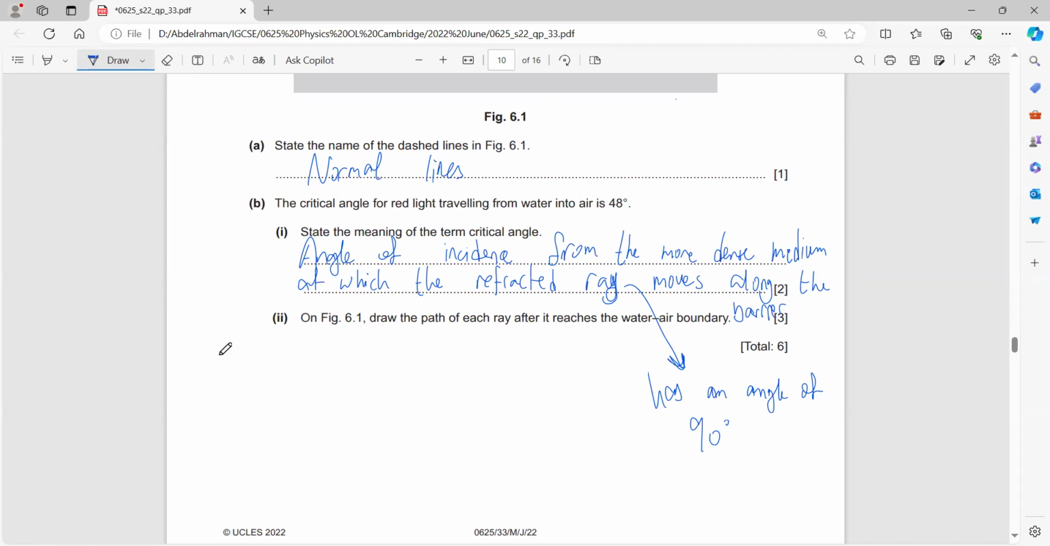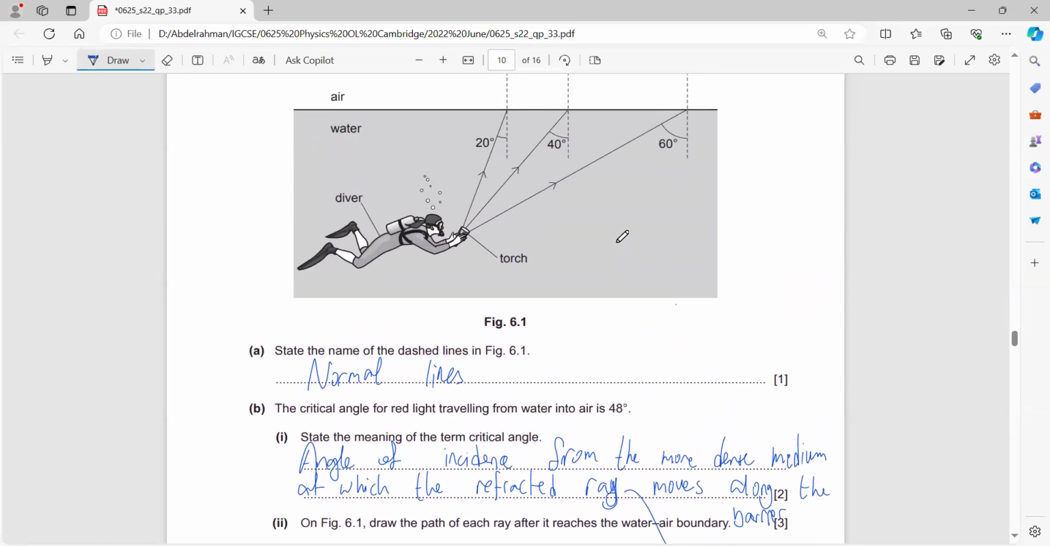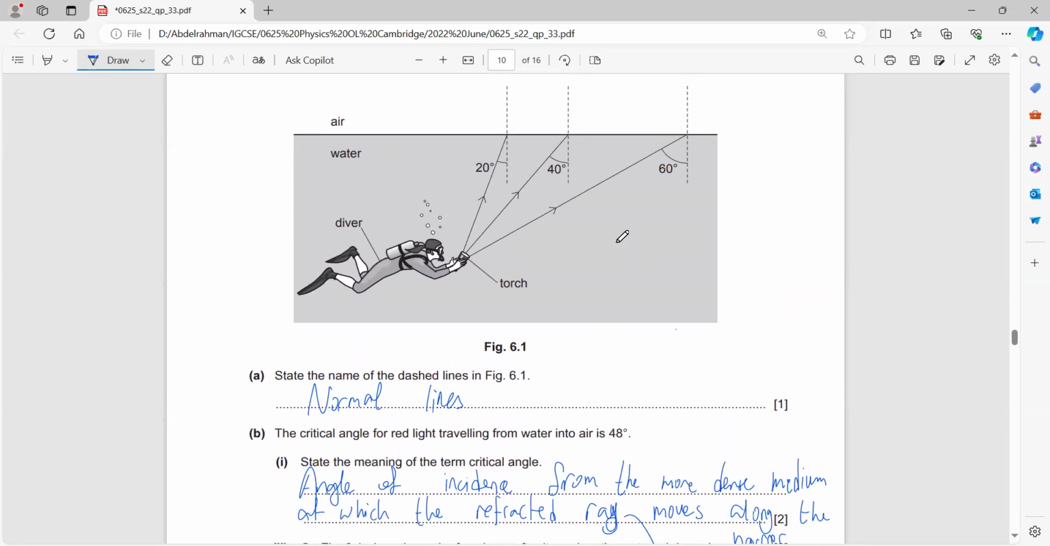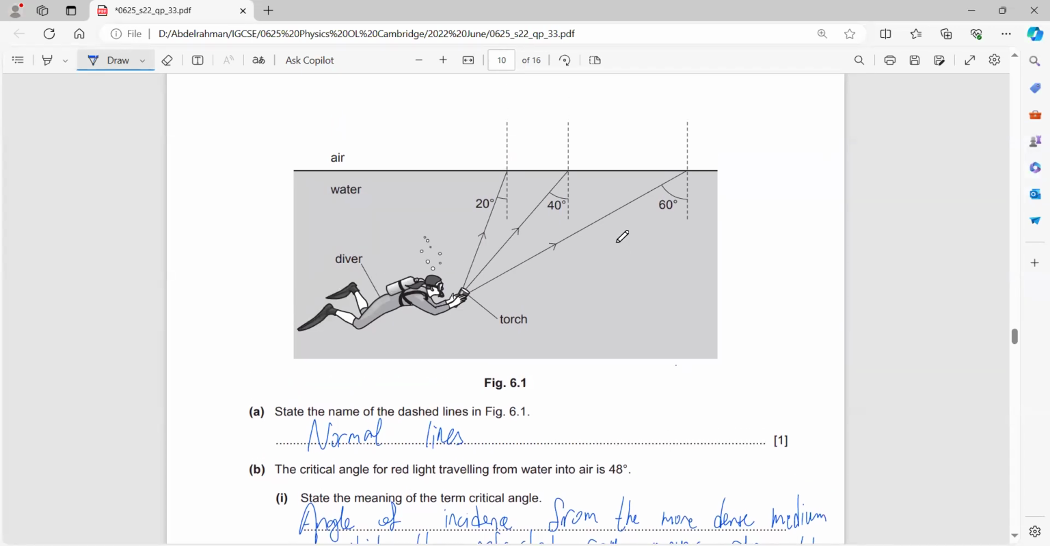Draw the path of each ray after it reaches the water-air boundary. What will happen when the angle of incidence is 20 degrees? The angle of refraction will move away from the normal line. Right? To move away from the normal line, the angle has to be greater than 20.